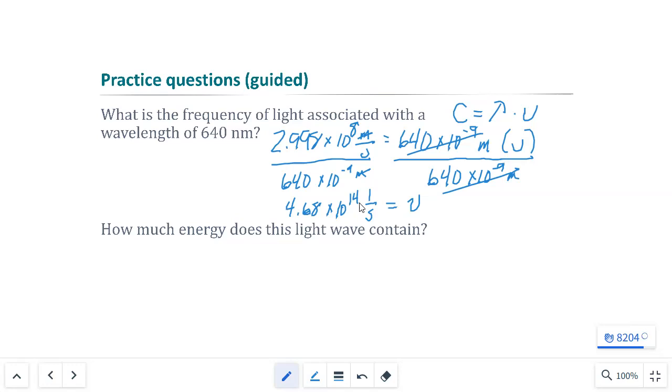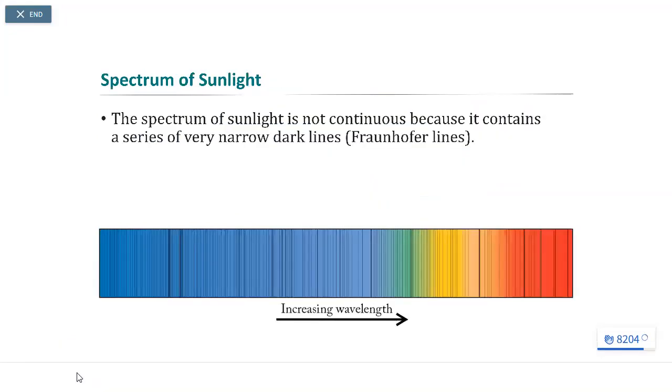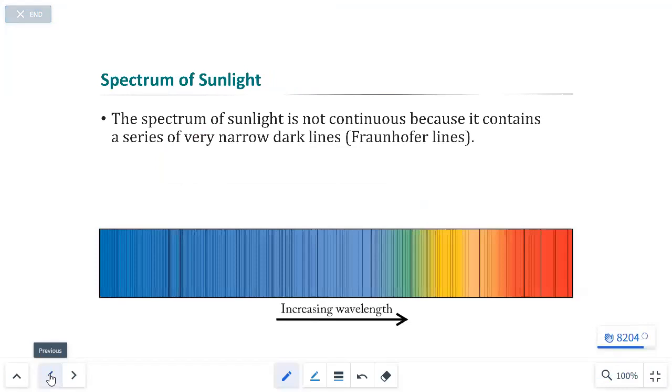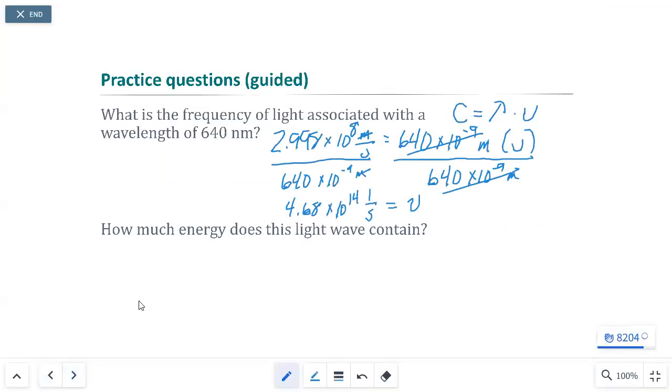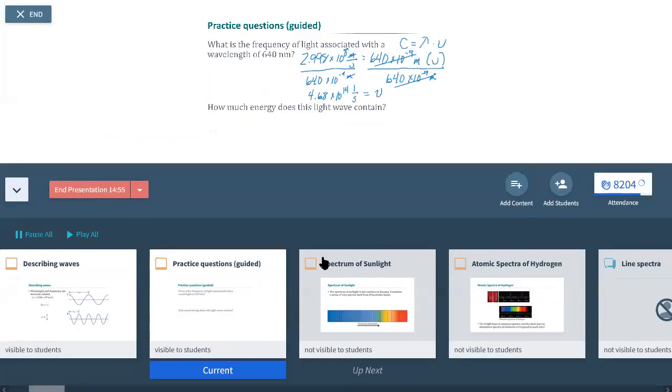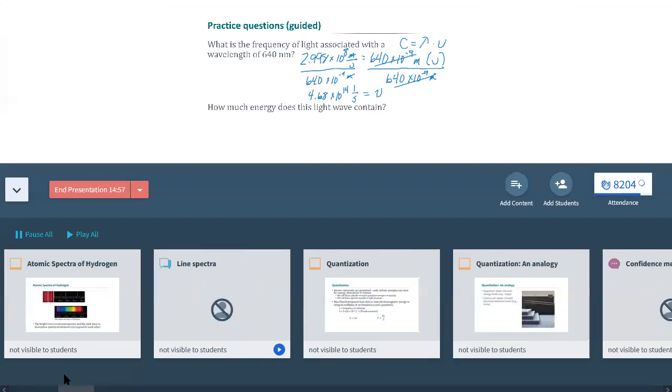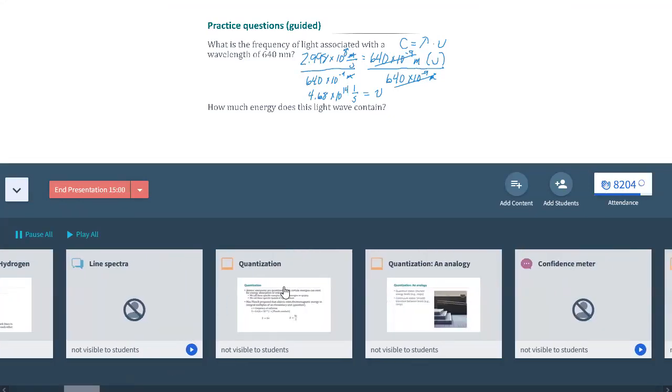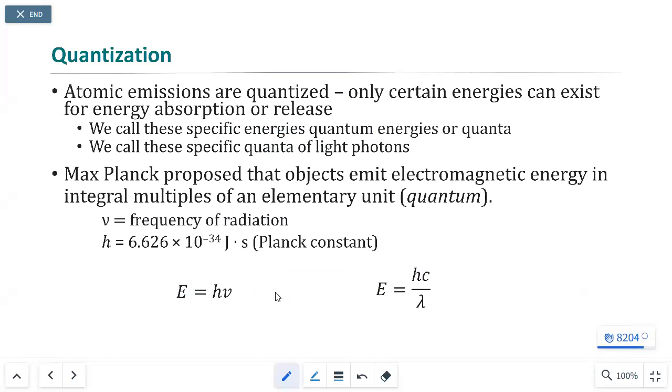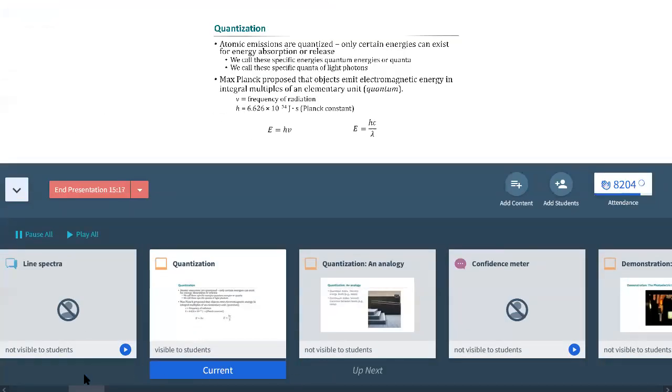Now, to answer the second question, we're going to need more information. Specifically, we're going to need the information about the relationship between energy and the frequency of light. And that gets into something called quantization, which we'll talk about in just a minute.